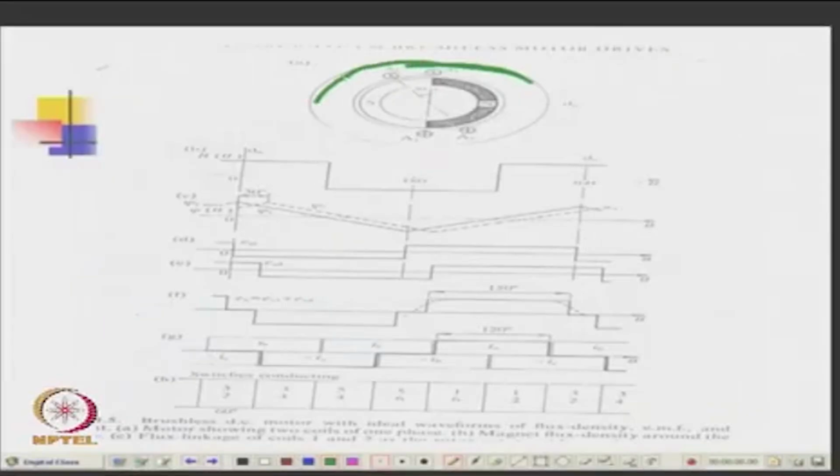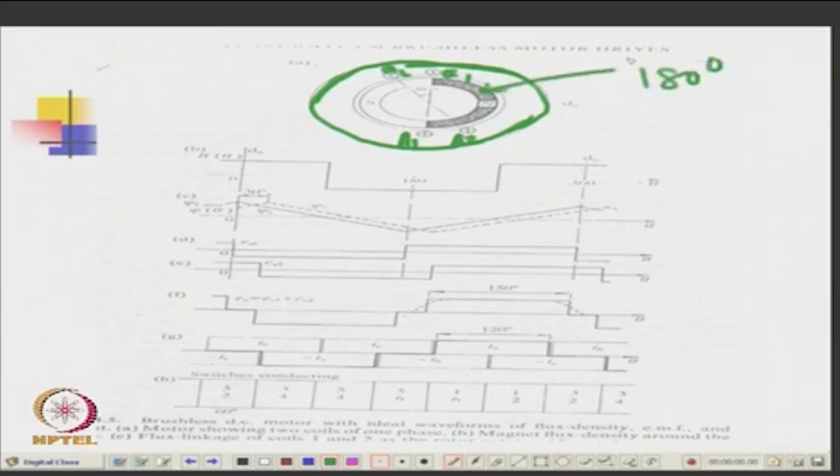Okay, I think this is a little difficult picture. Let me see if we can try to understand it. We have the stator with 2 coils, A1, A2, and of course, on the other side A2, A1. There are 2 coils, and the magnet is a 180 degree magnet. The North pole is spread through 180 degrees, the South pole is spread through 180 degrees, and that is rotating.